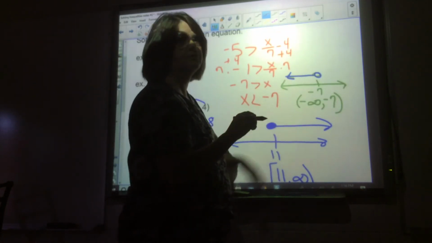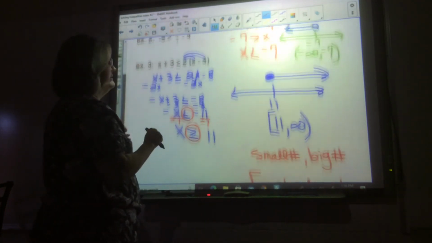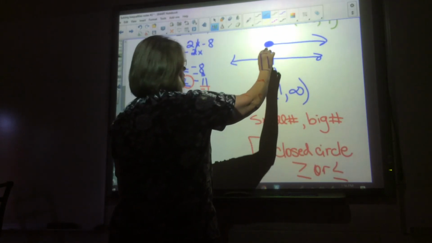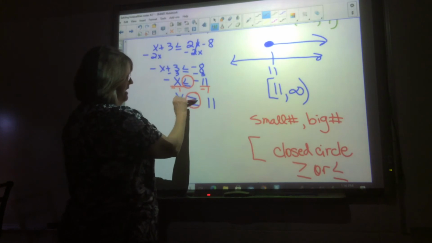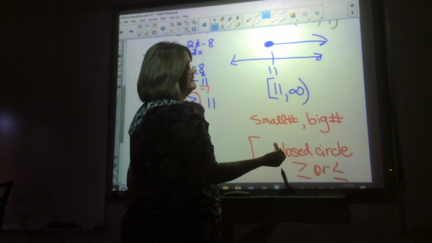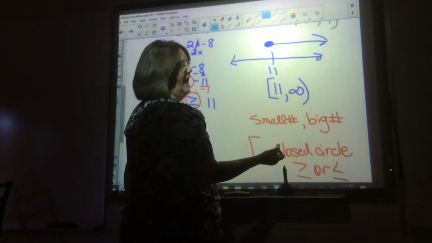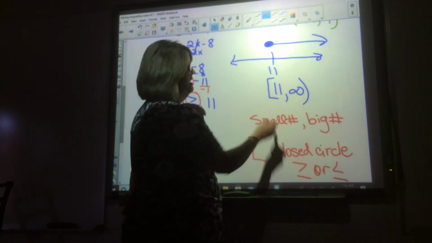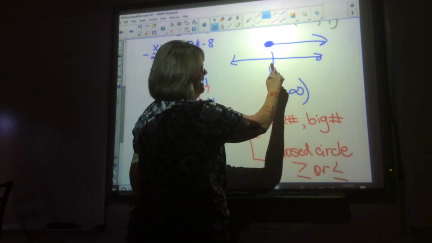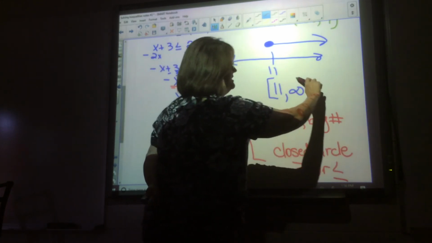Now when I graphed that one, notice that the others that I graphed had open circles. That's because there was no equal to sign. This one has an equal to sign under it, so it is a closed circle, and I graph the way that the inequality sign is pointing, this way. Now, because it's closed, I don't have parentheses like I did on all my others. I have a bracket. It's starting at 11 and going to positive infinity.